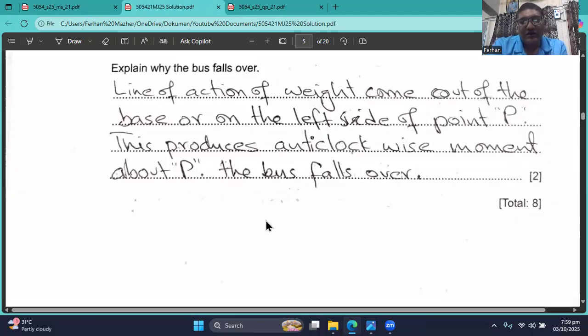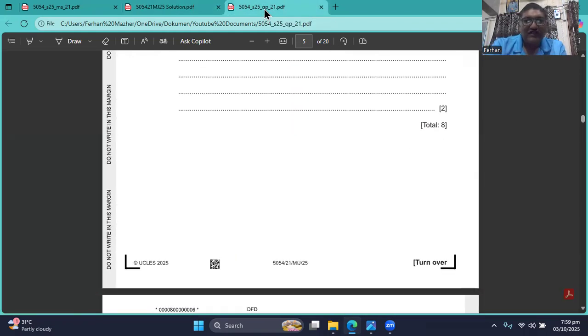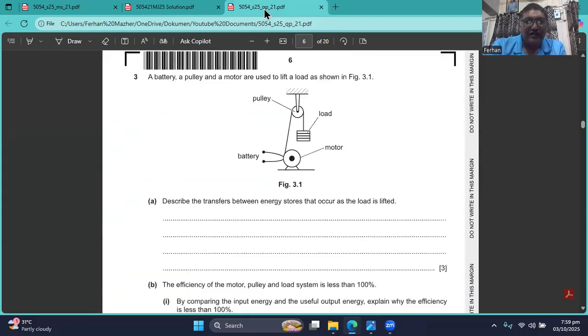So the moments will be no more balanced and the body will fall, because the line of action of the weight will be on the left side of the point P when the slope becomes very, very steep. The bus will fall to the left. So this was question number 2, 8 marks total for that question.